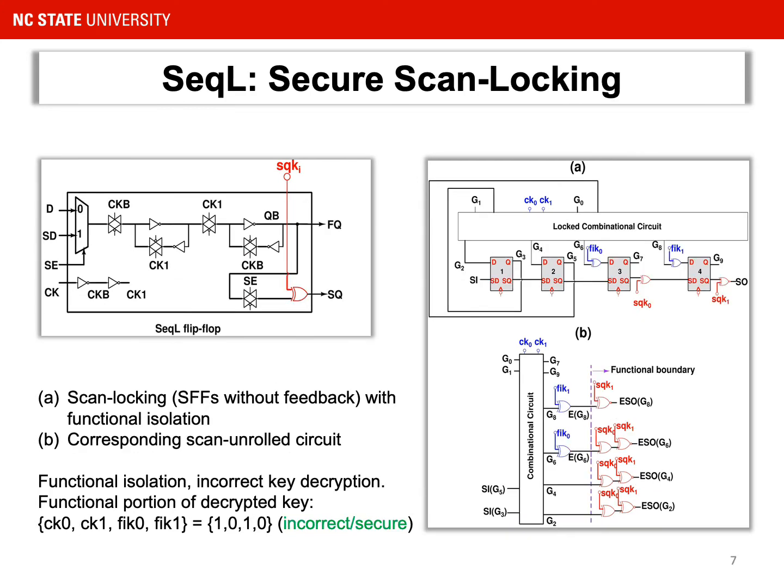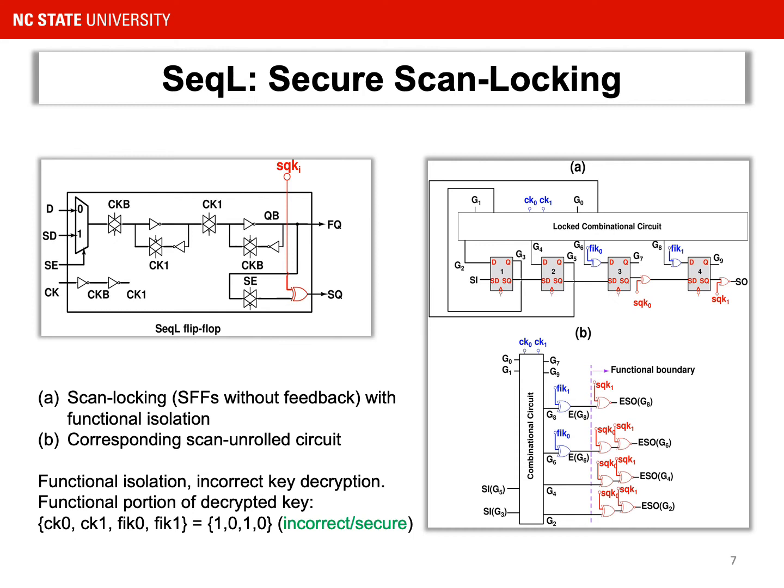In order to secure scan chains, we propose SeqL, which locks scan flip-flops without feedback and performs functional isolation. The figure on the left shows how scan locking is performed using the SeqL technique. In SeqL, the designer splits the output of the scan flip-flop being locked into two branches, one that goes into combinational logic, FQ, and one that is fed into the input of the next scan flip-flop, SQ. Only SQ is locked, leaving FQ unencrypted. We also add a transmission gate in the SQ path to gate off toggles in the functional mode of operation from unnecessarily switching the scan path.